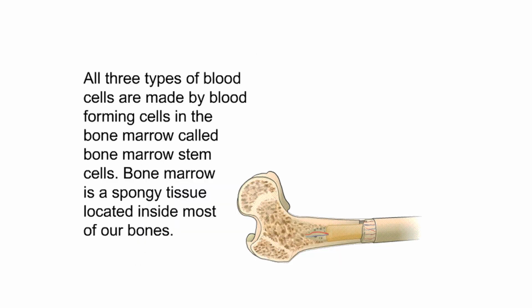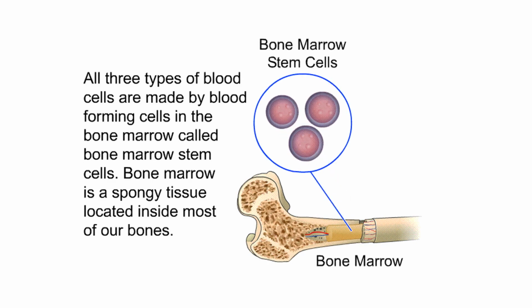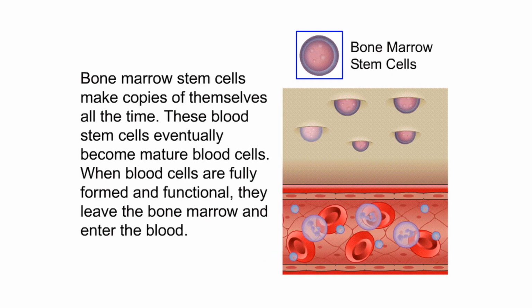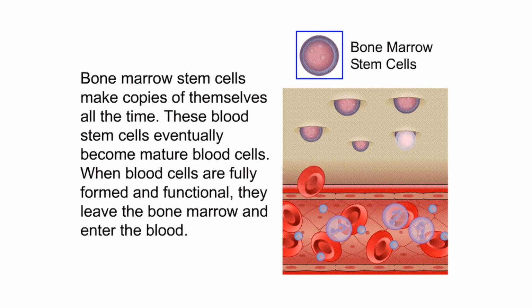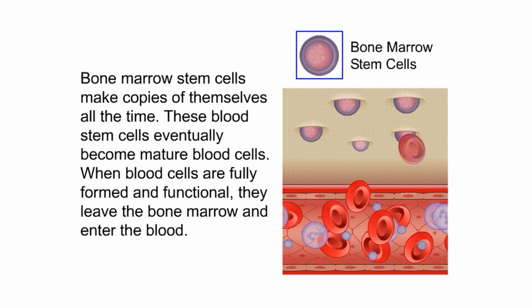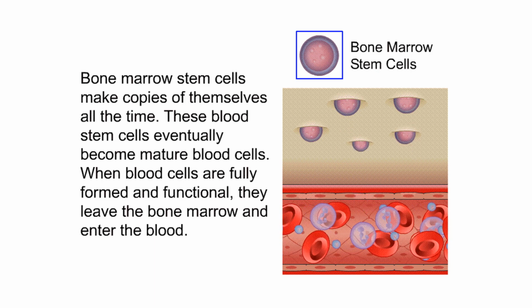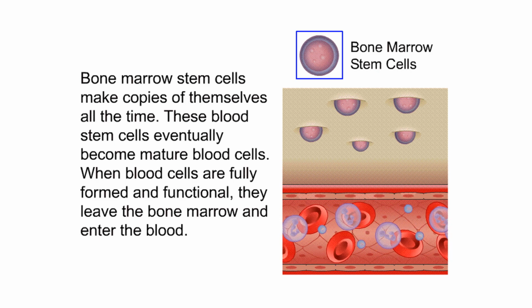All three types of blood cells are made by blood-forming cells in the bone marrow called bone marrow stem cells. Bone marrow is a spongy tissue located inside most of our bones. Bone marrow stem cells make copies of themselves all the time. These blood stem cells eventually become mature blood cells. When blood cells are fully formed and functional, they leave the bone marrow and enter the blood.